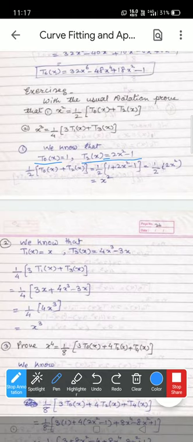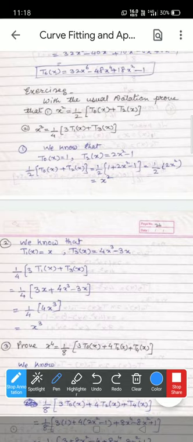T0 of x is equal to 1 and T2 of x, यहाँ तो मैं डायरेक्टली पुट कर रही हूँ, लेकिन आप लोगों को ये वैल्यूज निकालनी पड़ेंगी. T2 of x is equal to 2x square minus 1. So half T0 of x plus T2 of x: T0 of x is equal to 1 and T2 of x is equal to 2x square minus 1. So this is 1 by 2 into 2x square, 2 cancel, we get x square.